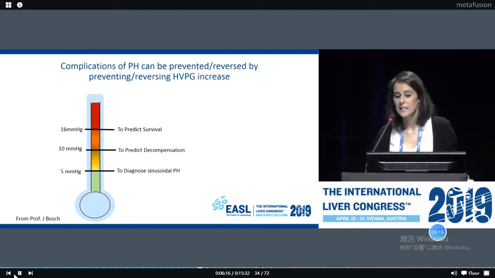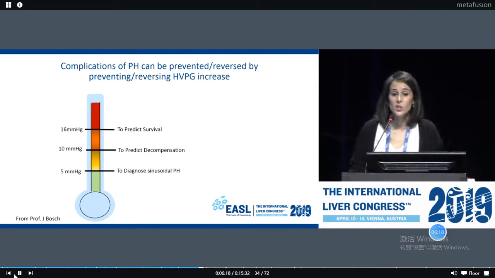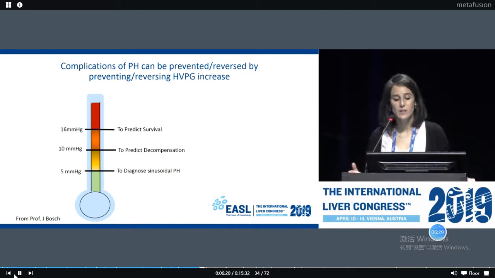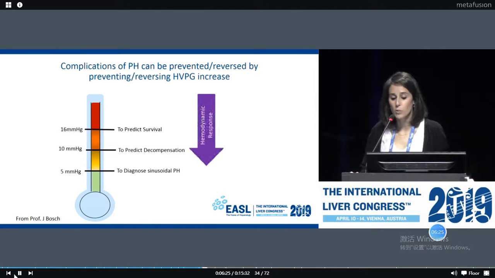But the good thing is that these complications of portal hypertension can be prevented or reversed by preventing or reversing the HVPG increase, and this is what we call the hemodynamic response.